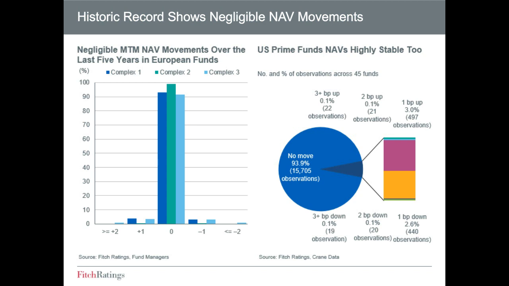And they've studied the entire universe of 45 funds, which is a very good sample of the US prime fund universe. And again, they see a very similar pattern to the case that we presented for Europe, which is that in the vast majority of cases, there is no movement in the NAV on any given day. And where there are movements, those movements are extremely limited. So the historic record here, again, over a fairly benign credit environment period, is negligible movement.